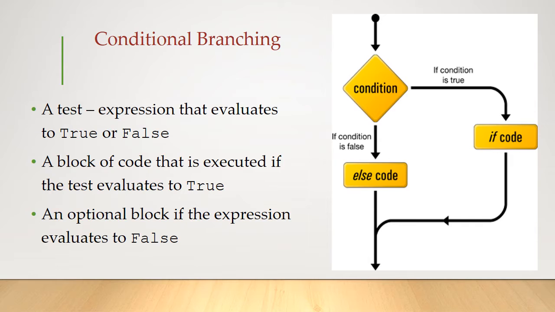There will be times in our Python programs where we want to execute a block of code under certain conditions. This is made possible through conditional branching. Conditional branching consists of a test, which is an expression that evaluates to true or false. Then you have a block of code that is executed if the test evaluates to true, and optionally you can have a block of code that's executed if the expression evaluates to false.